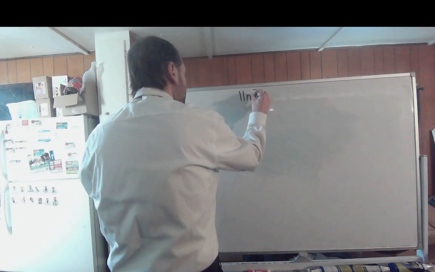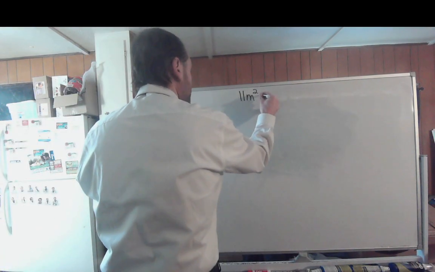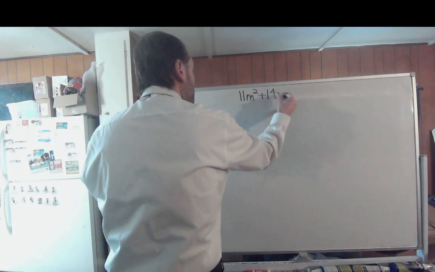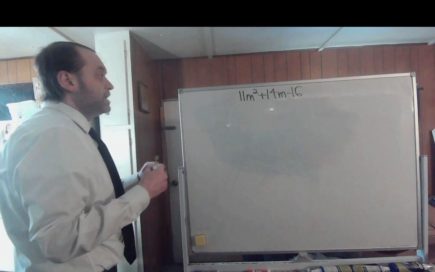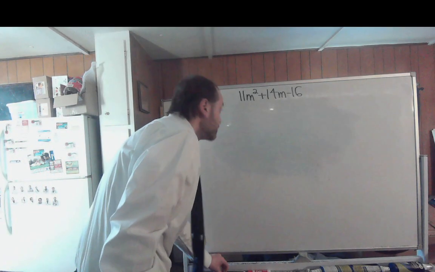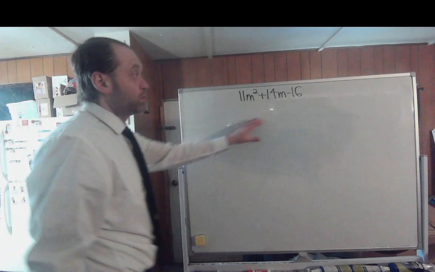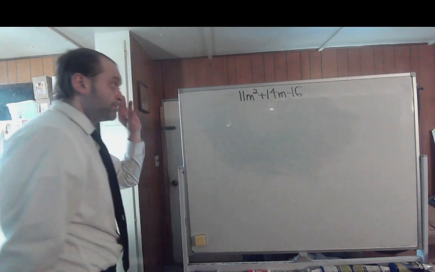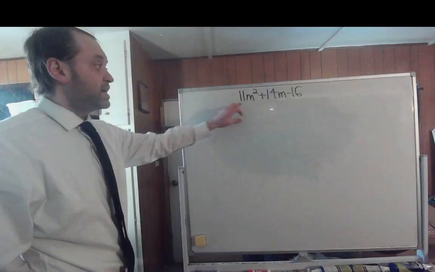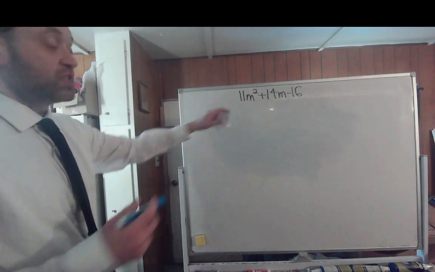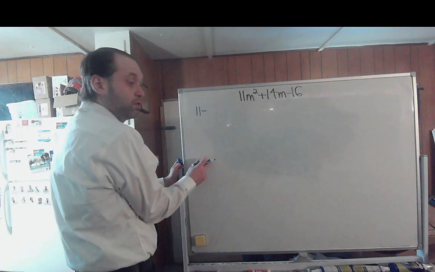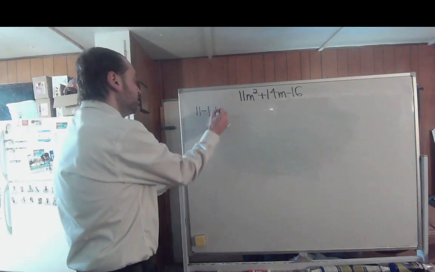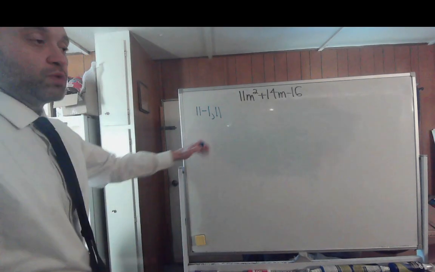11m² plus 14m minus 16. Alright, so we have the quadratic expression 11m² plus 14m minus 16. Well, still a positive coefficient on m², which is positive 11. So factors of 11 only leaves 1 and 11. Those are the only two viable factors, 1 and 11.